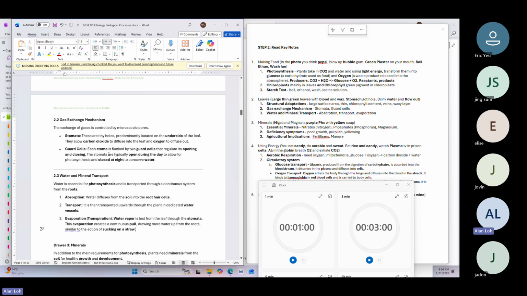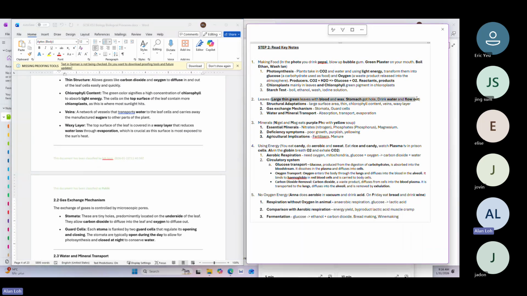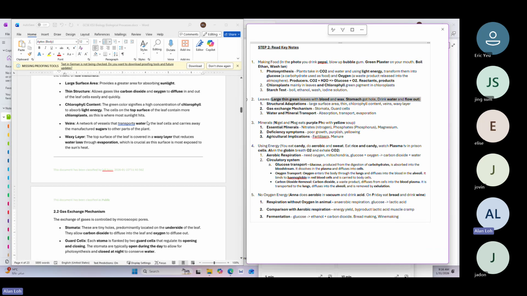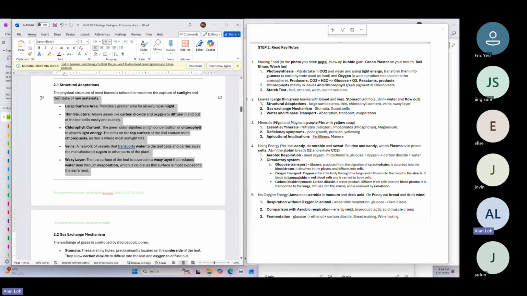Now, drawer number 2 also has a similar story over here. Every drawer has one story, and this first story is talking about the structural adaptations of the leaf. So you have 5 points that you need to know, how the leaf is able to adapt to the environment: having large surface area, having thin structure, having chlorophyll content, having veins, and also waxy layer.